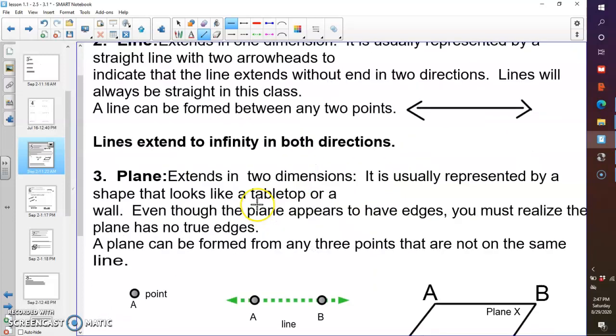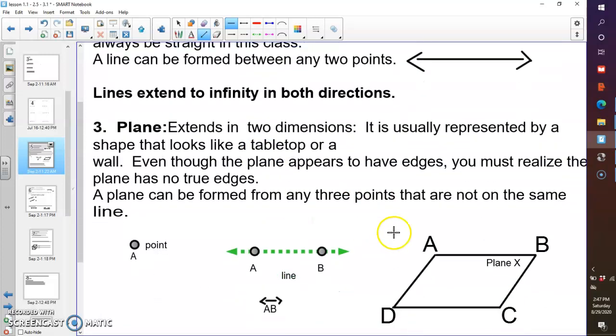And then our third kind of basic feature is a plane. And a plane extends in 2 dimensions. Now, once again, to draw it, we kind of have to have a little bit of imagination. But a plane goes in 2 dimensions. So it has length, it has width. It does not have any depth, though. If you look at a tabletop, just the surface would be an example of a plane. If you look at the floor in your house, okay, just the surface would be an example of a plane. And it appears to have edges when you draw it, but it really has no edges. It goes to infinity in all directions.